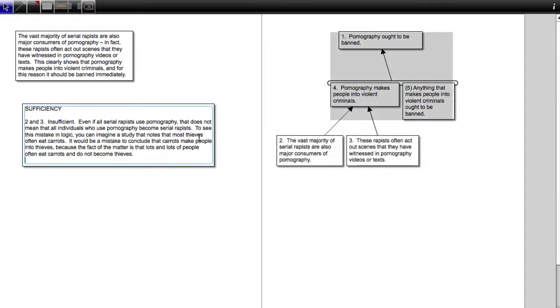Okay, 4 and 5. Now remember, at this point, we're just assuming that all the premises are acceptable. Pornography makes people into violent criminals. Anything that makes violent criminals ought to be banned. Is that sufficient? And that, in fact, would be sufficient.